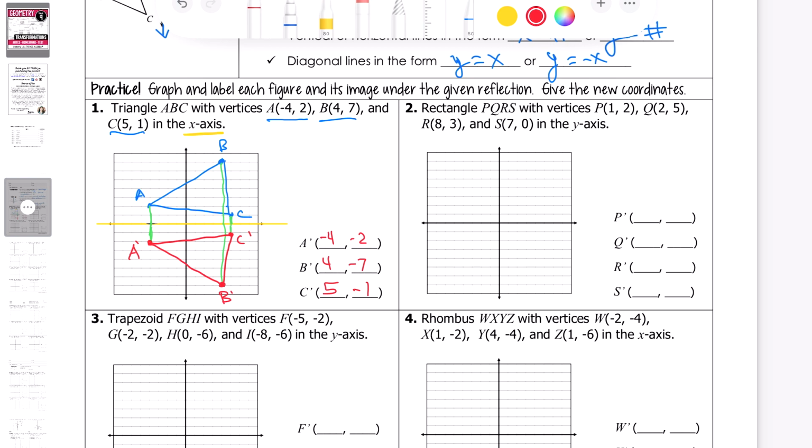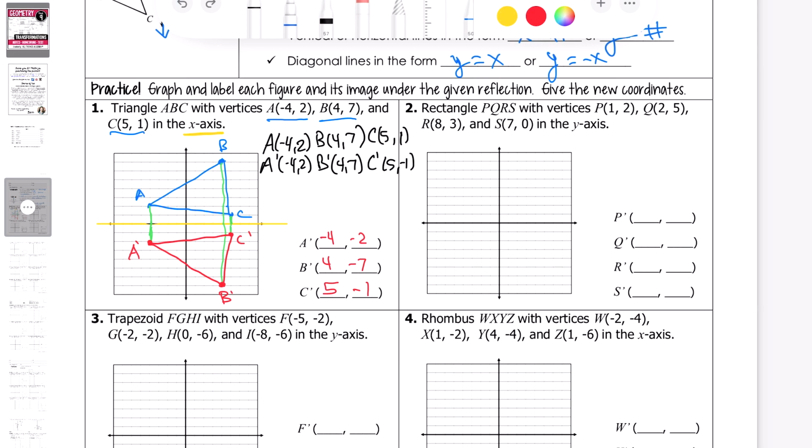So if we could fold this paper on top of this yellow line here, then we would definitely see that the points would match right up. So one thing I do like to write on here is I like to compare so that you can see what the rule is, so that you could do this without a graph. So if I write these really quick, and I'm going to write them kind of stacked on top of each other. B and B prime, 4 and 7, 4 and negative 7, and then C and C prime. So I had 5 and 1, and then 5 and negative 1.